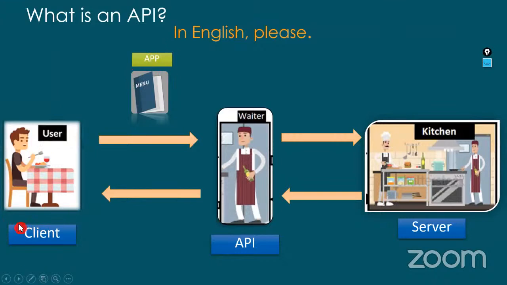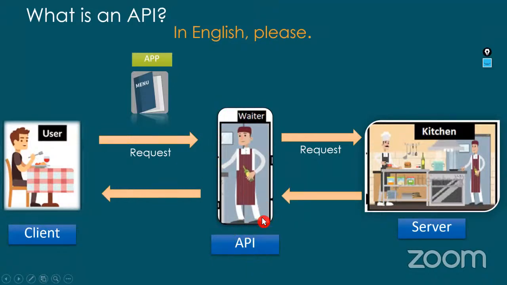Now assume you are the client. You need to send some information to my friend. So the client uses a particular app. By using that particular app, you are requesting the data. That request is always carried forward by one mediator. That mediator you can call an API.